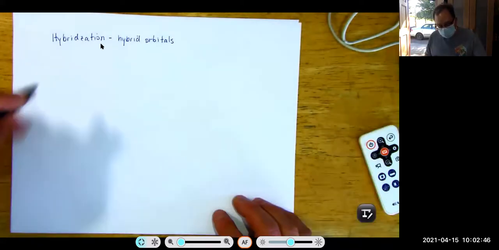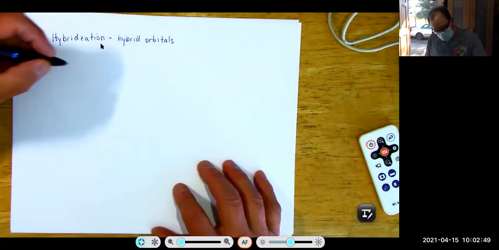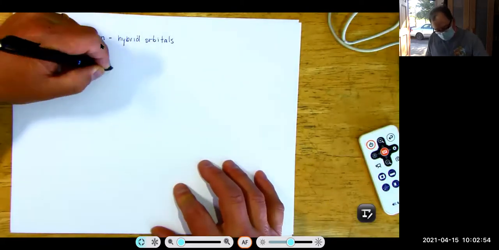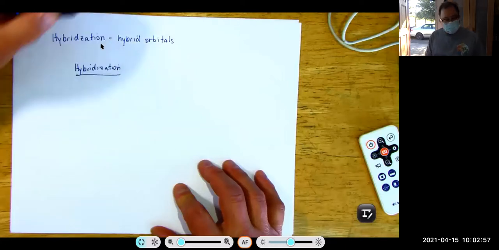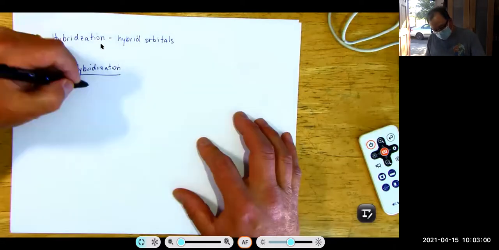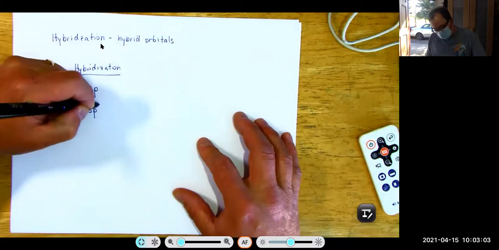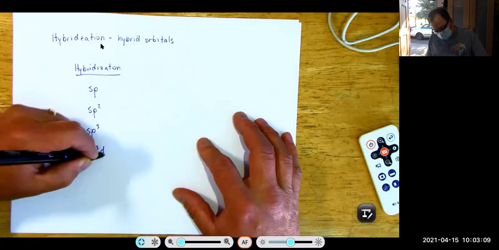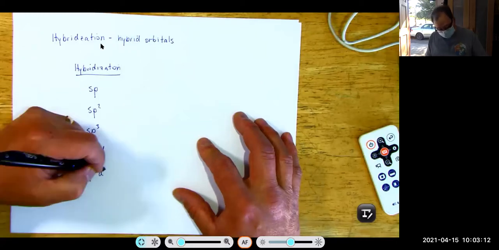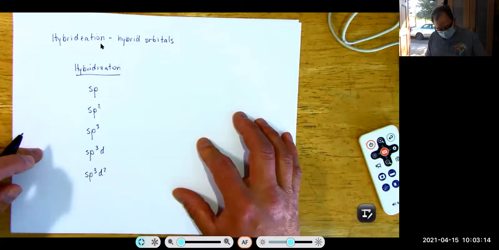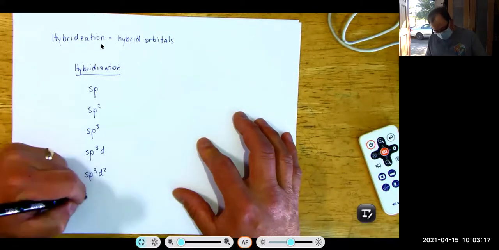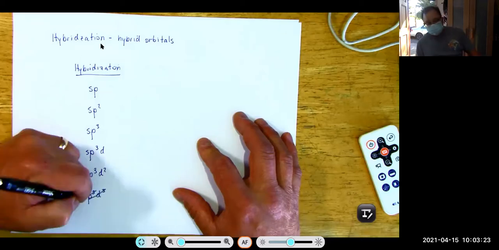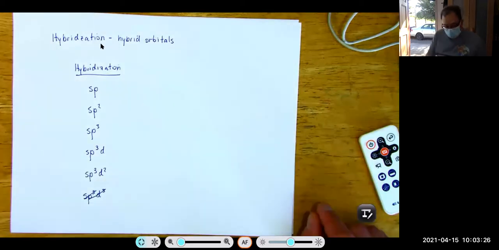Okay, so there are 5 types of hybridizations. And the 5 types are sp, sp2, sp3, sp3d, and sp3d2. Oh, there's 6. sp3d3. Oh, no, I'm sorry. Not the last one. So those are your types of hybridization.